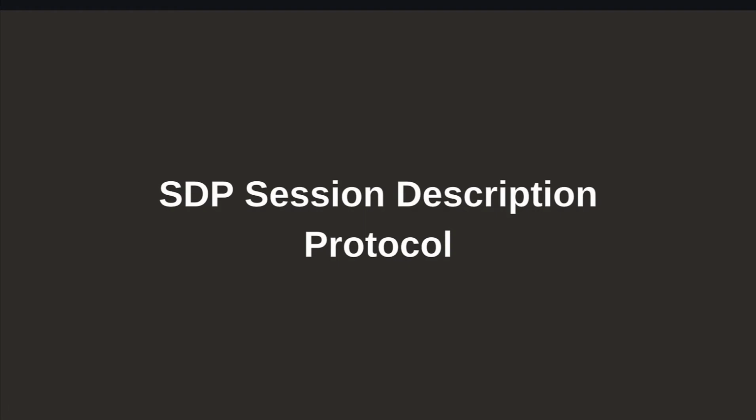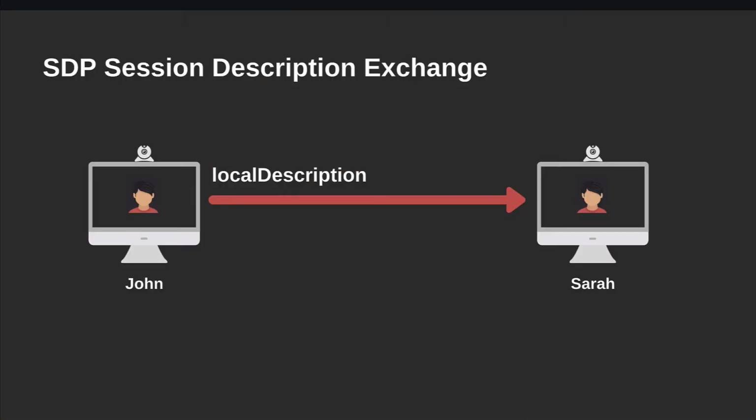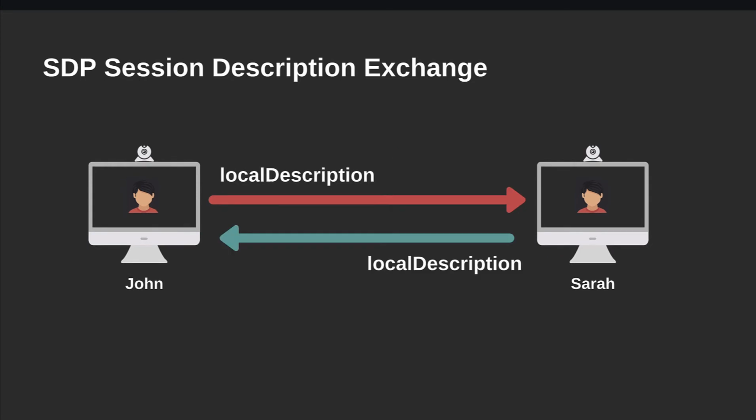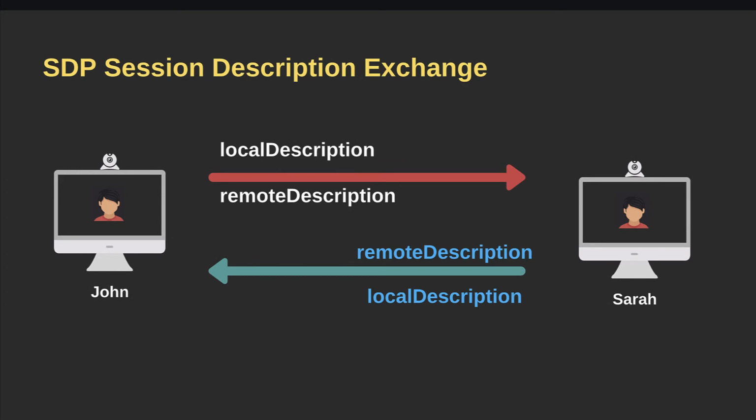Let's take first the session description, SDP. For each connection, we have a property to describe the session of the local peer, local description. John will set his local description and send it to Sarah. In the other direction, Sarah will set her local description and send it to John. At the end, each connection will have a local description and a remote description that represents the local description received from the other peer. For example, this remote description is the remote description received from John, and this remote description is the local description sent by Sarah.